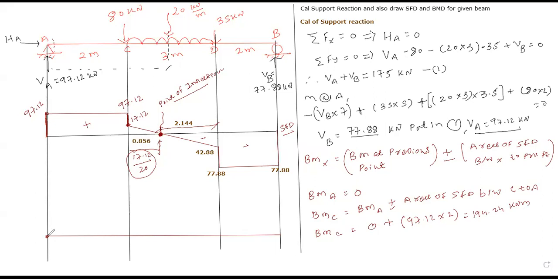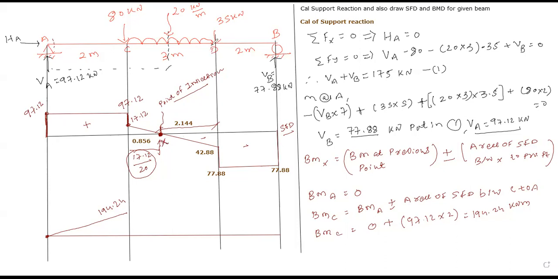Yes or no? I'm going a little faster now. 194.24. Is it clear or not? Please confirm. Fine. Now, in the diagram, what is your next point? Type in the chat box. I am talking about the actual diagram. In the actual diagram, what is your next point?